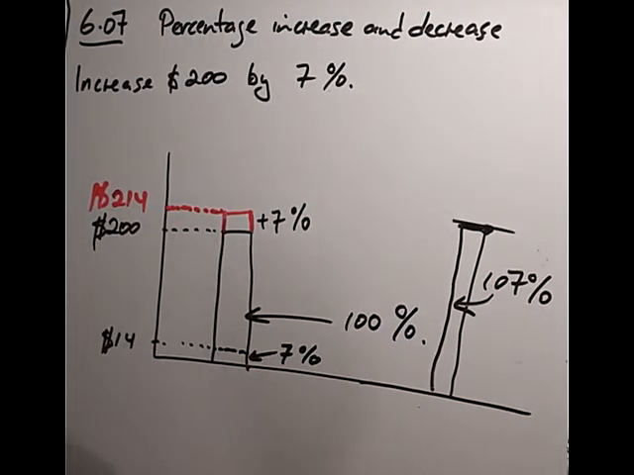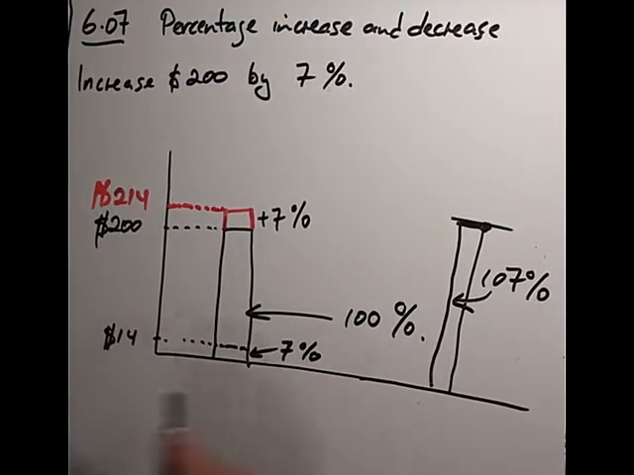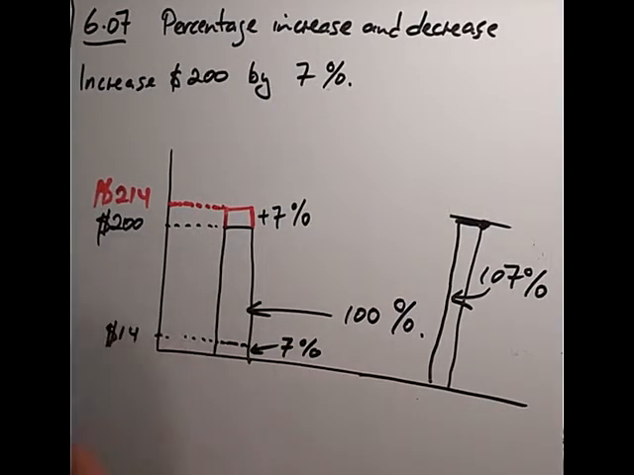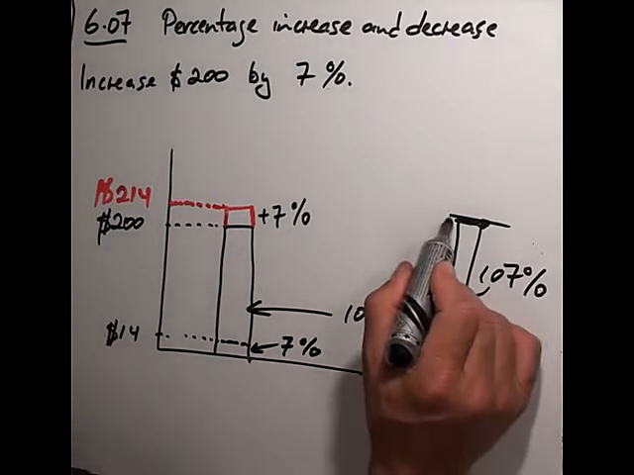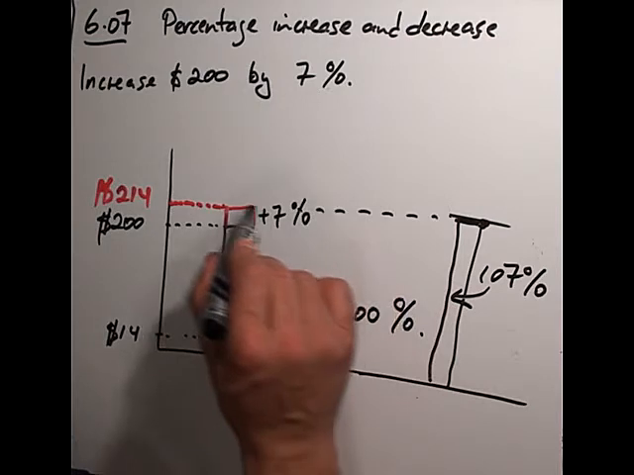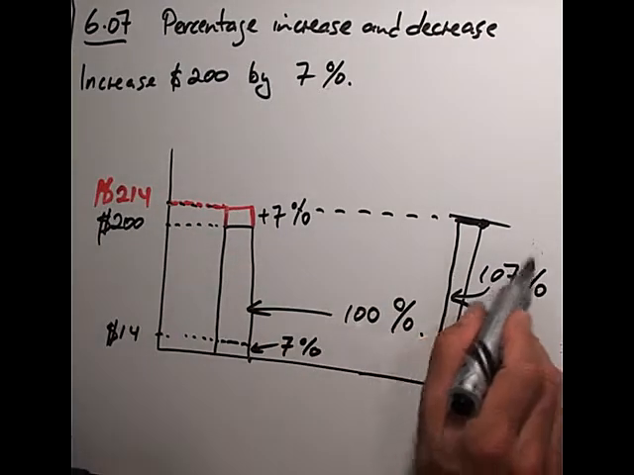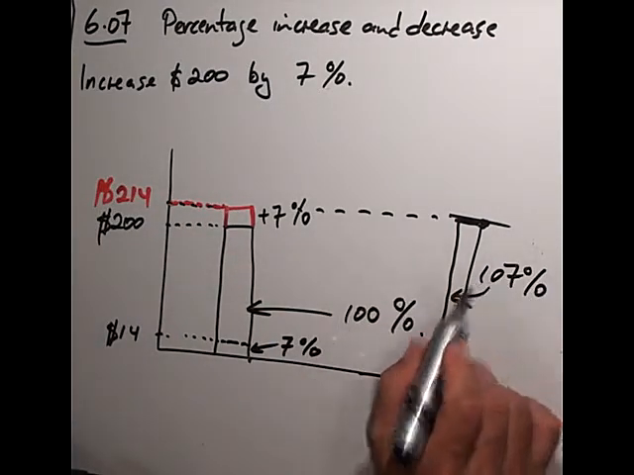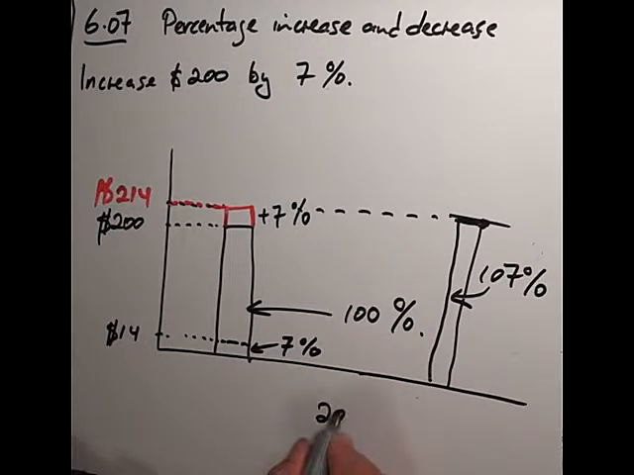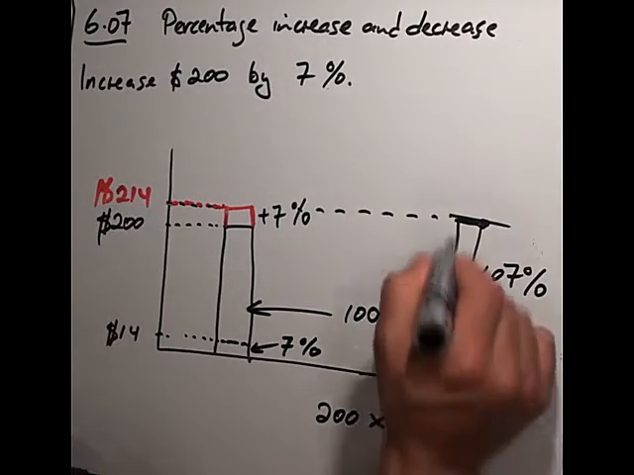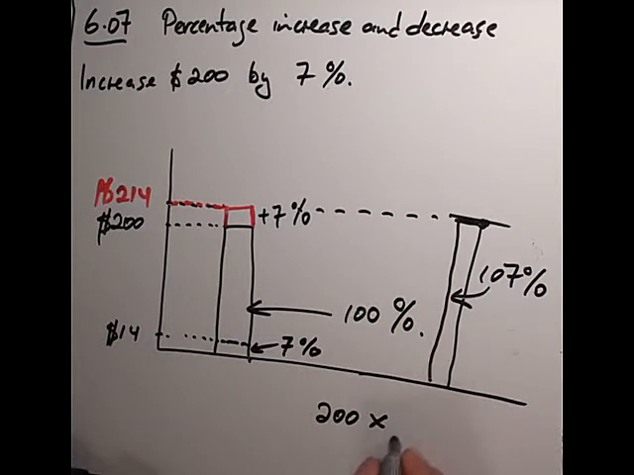So there's two ways we can do this. I could calculate the 7% of 200, or I can work out what is this final figure, which is 214, simply by saying, well, what's $200 times my full height of my percentage bar, which is 107%, which we rewrite as 107 over 100. Let's do the calculation.